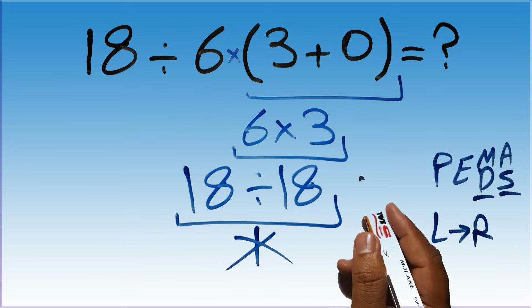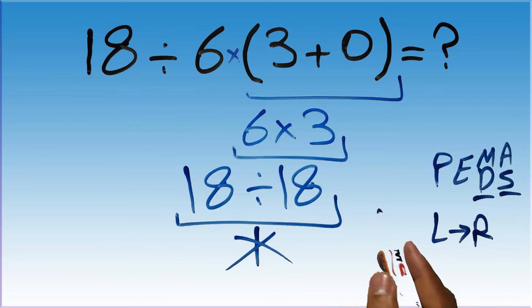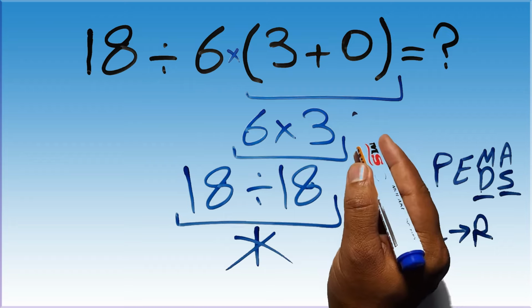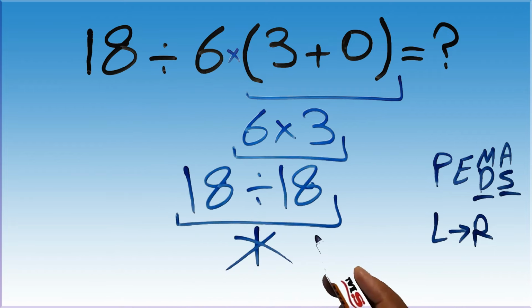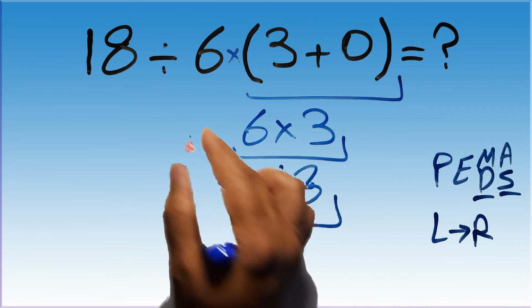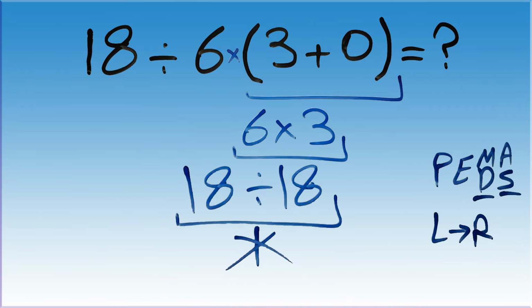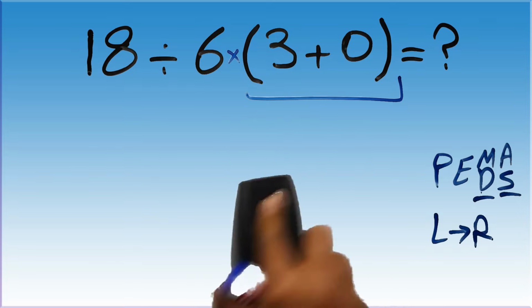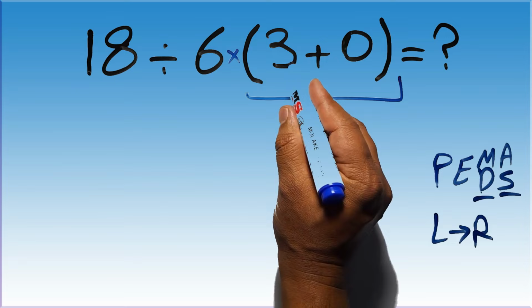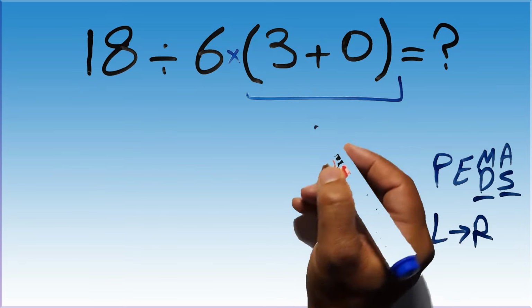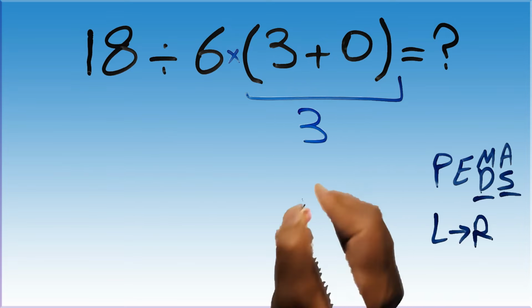Okay? Now, according to PEMDAS, first we have to do this parentheses, then this division, and finally this multiplication. If we do this multiplication before this division, it is wrong. So first this parentheses. Inside this parentheses we have 3 plus 0, which equals 3.